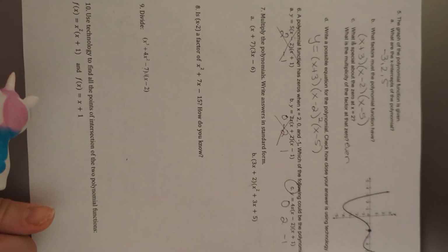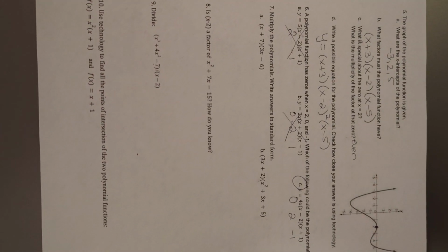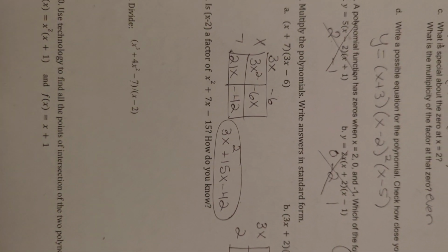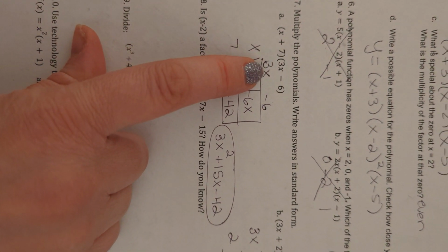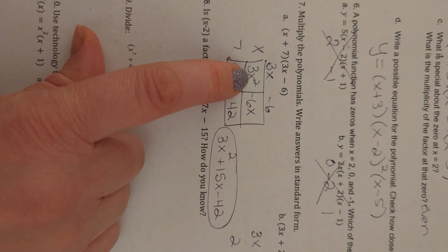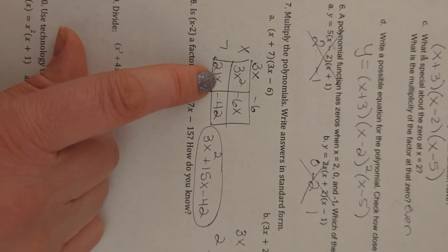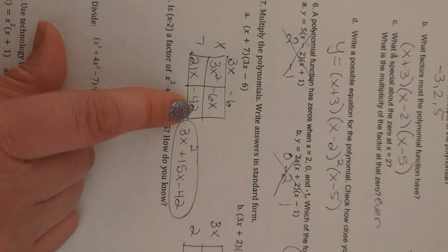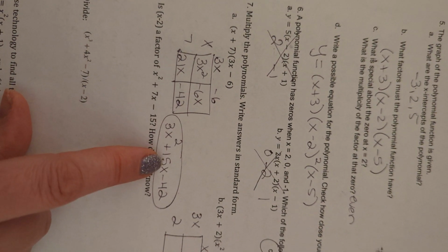All right, so I'm going to set up the box method for number 7 and then show you my steps. I think most of us know how to set up the box method for FOIL. I got 3x times x is 3x squared, -6x is -6x. This would be 21x and -42. And then don't forget to combine your like terms. I have 15x. So that's my final trinomial.